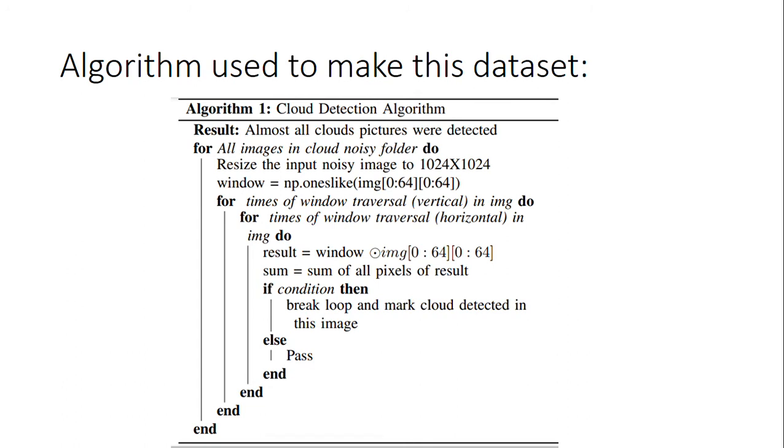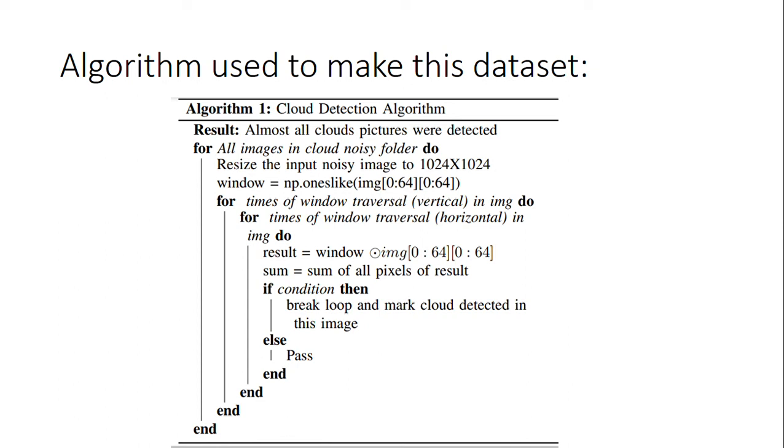The algorithm used to make this dataset can be seen in this image for cloud detection. We looped over all the images in the noisy folder and defined a NumPy window of 64 by 64 and traversed this window all over the image and summed the pixel values in the window. If the sum of the window was over a threshold value, it would mark the presence of a white region and the image would be classified as a cloudy image, and after that it would be moved to a different folder. If the value was below the threshold, it was skipped.